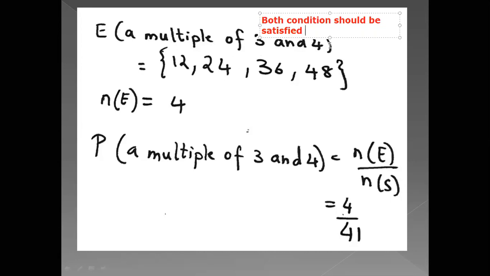24. 3 8s are 24, 4 6s are 24. 3 12s are 36, 4 9s are 36. 3 16s is 48 and 4 12s is 48. So you can see that these are the numbers which are between 10 and 50 and are the multiple of both 3 and 4. So there are 4 numbers. So number of events is 4. And then when you're writing a probability of a multiple of 3 and 4, number of event upon number of sample space. So 4 upon 40.